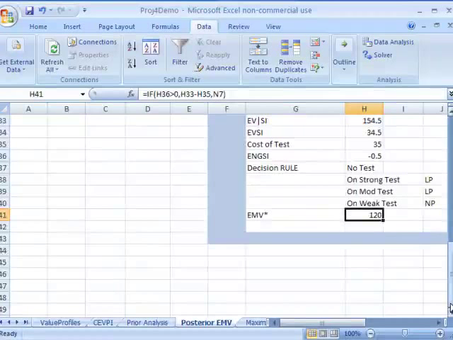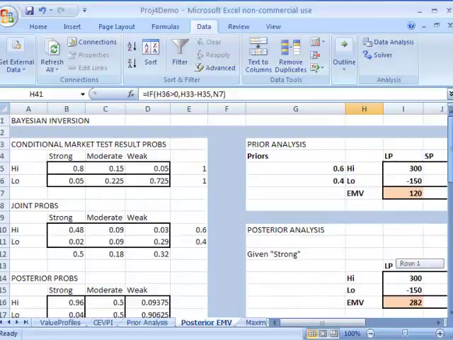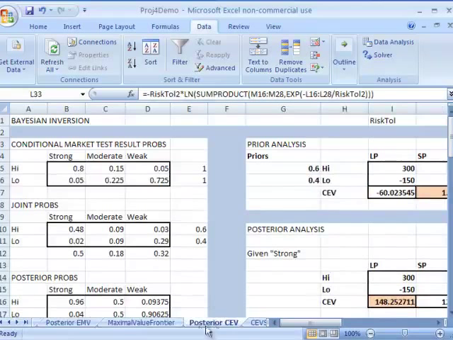So we've essentially finished with this sheet. Now we're going to go on to consider the cash equivalent value calculations in the risk averse case on the posterior CEV sheet, which starts out the same way.